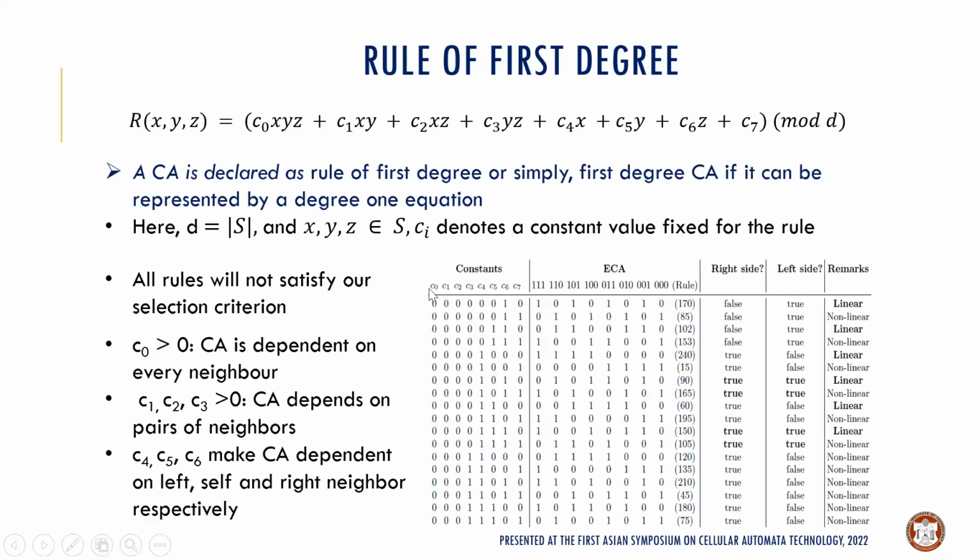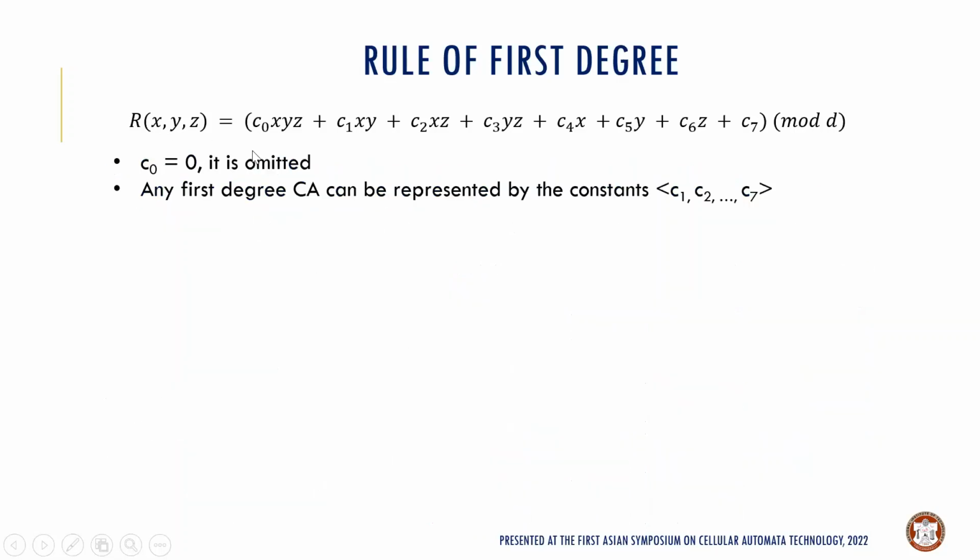Now, just like I was telling, here you observe C0 is always 0. We can't get any rule where C0 is more than 0. So we omit that part, and the equation is changed now to have C1xy plus C2xz and so on. So any first degree CA we can represent by these constants C1 to C7. These are called the parameters of the first degree CA.